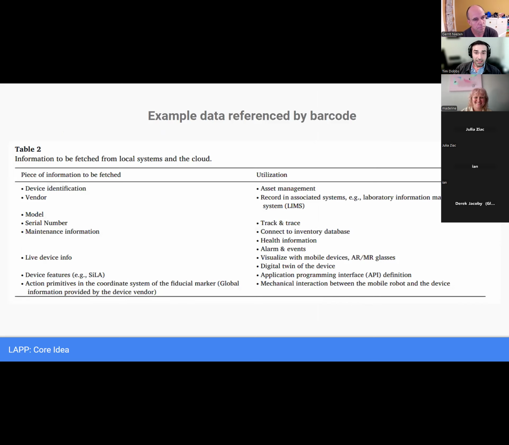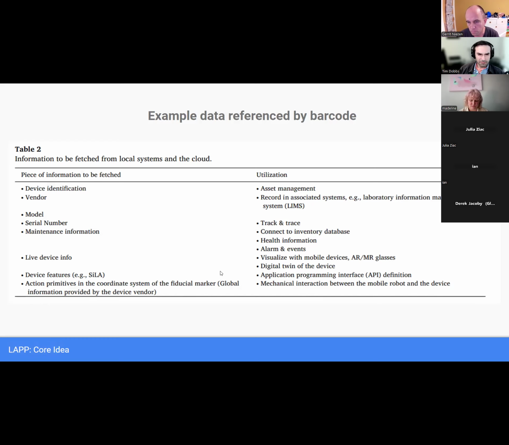The data that we would get from the first barcode, they give a handful of examples here, but you can see it's basic information about what I'm working with. Okay, this is a plate handler or a plate reader. It's made by Tecan, so I know how to learn about Tecan. But also things like device features written down, e.g.